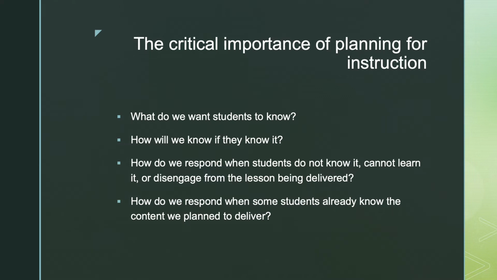Next, we want to know how would we respond when students do not know what we hoped that they would learn? What if they cannot learn it? What if they completely disengage from the lesson that is being delivered? What is our response to that, and what do we do in terms of planning for those events? And finally, how do we respond when some students already know the content we planned to deliver? How do we engage them? What is our plan for that?